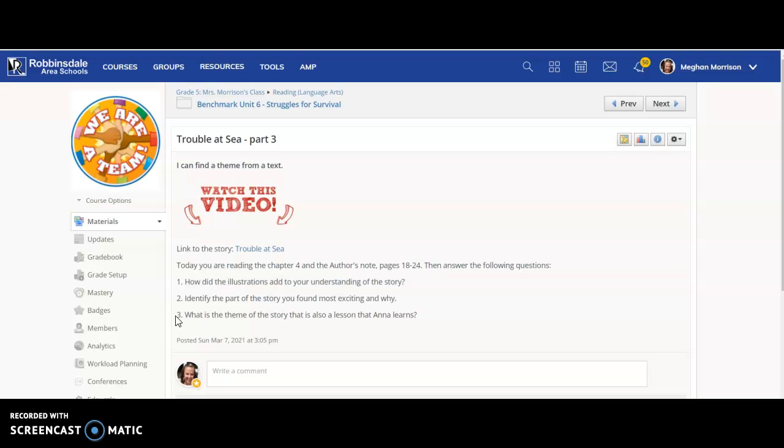So what's a lesson that Anna learned in this story that's also sort of something we could apply to our own life? Like the lesson of don't go on a big ship. Not a great theme. Like maybe she learned that lesson, but let's think more broadly about like a moral lesson or theme. If you have any questions, if you need any more examples, any more help, let me know.